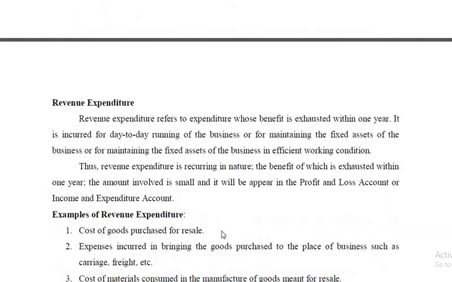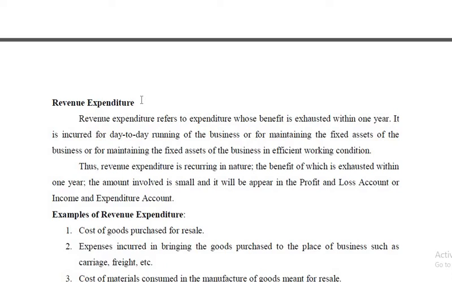Okay, now we'll move on to revenue expenditure. Having understood the capital expenditure, it is very easy to make out what revenue expenditure is. Revenue expenditure refers to expenditure whose benefit is exhausted within 1 year. So its life is short, and the benefit will be exhausted within a year. For example, salary is paid.